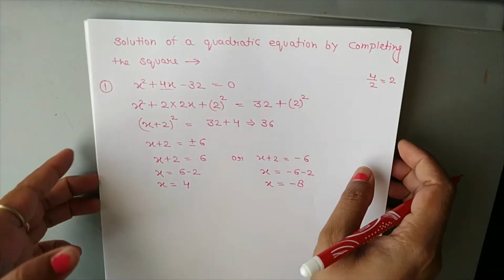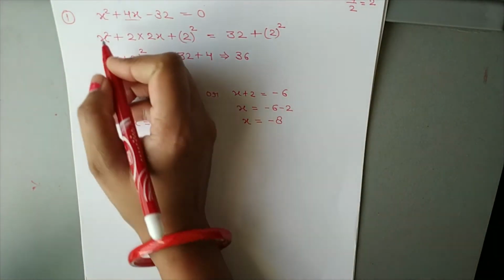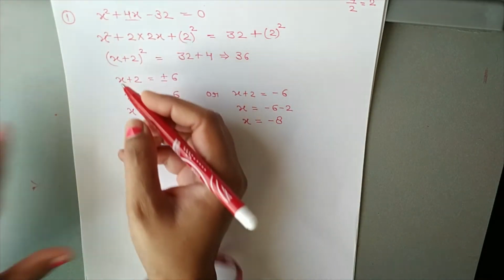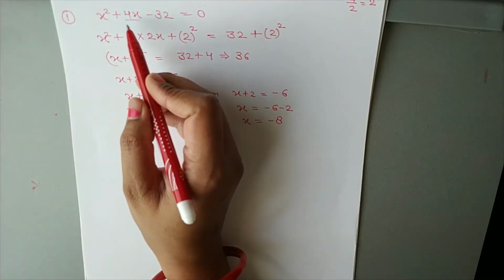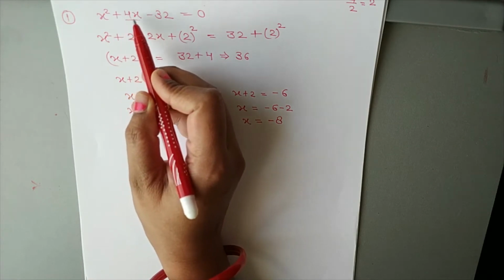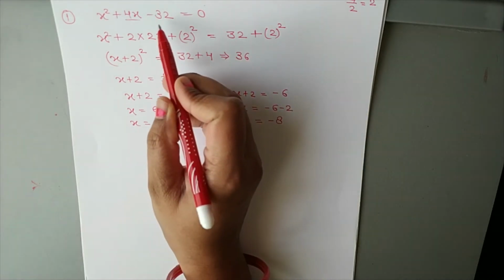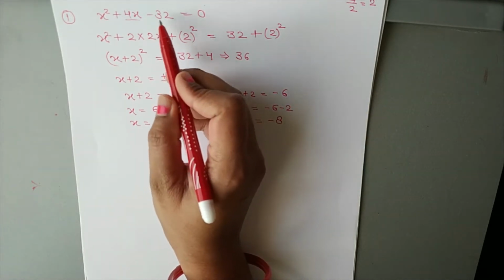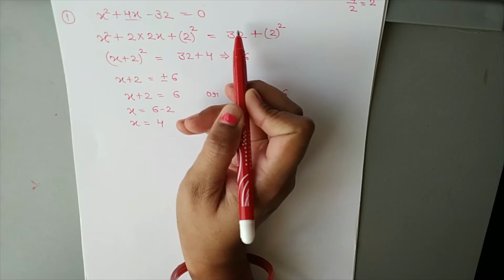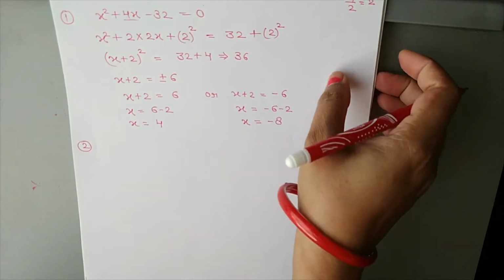So first we have to make the x square coefficient single, then we have to divide the coefficient of x by 2, so we will know how to add, then shift the constant term to the right hand side. Okay, so move on to the second question.